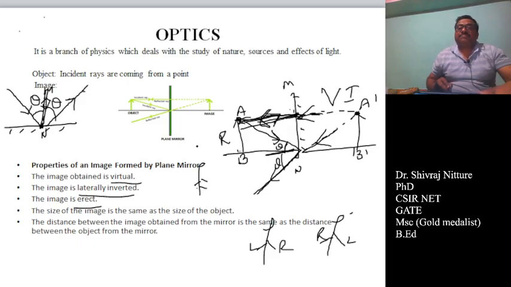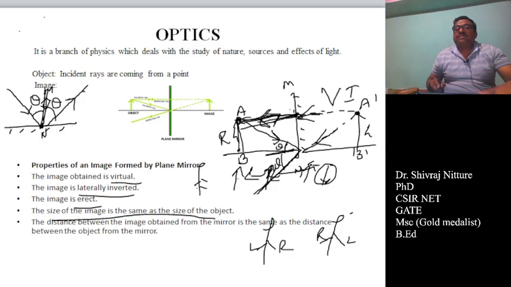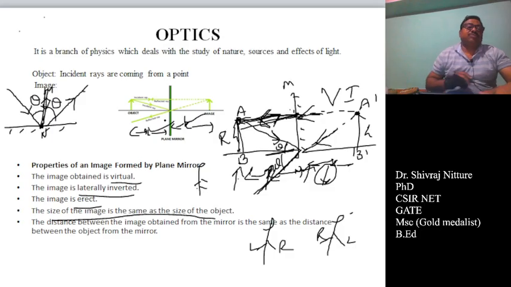The image is direct. Direct means straight. If the head is up here, the head is also up in the image. If it were like this and this is like this, then they would be called inverted. But both heads are up, so it is direct. The size of the image is the same as that of the object. This height and this height are equal. Distances are also equal. If this is the object distance x, then this is the image distance. From here to here is the object distance, so this is the image distance. Both are equal. These points you have to remember.